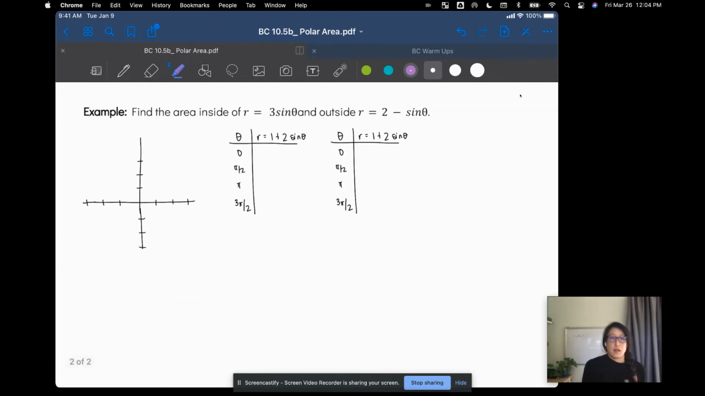Okay, a couple more. So we're going to find the area inside of the curve r is equal to 3 sine theta, but outside the curve r is equal to 2 minus sine theta, and I see that I forgot to erase these. Okay, so I have r is equal to 3 sine theta, and r is equal to 2 minus sine theta.